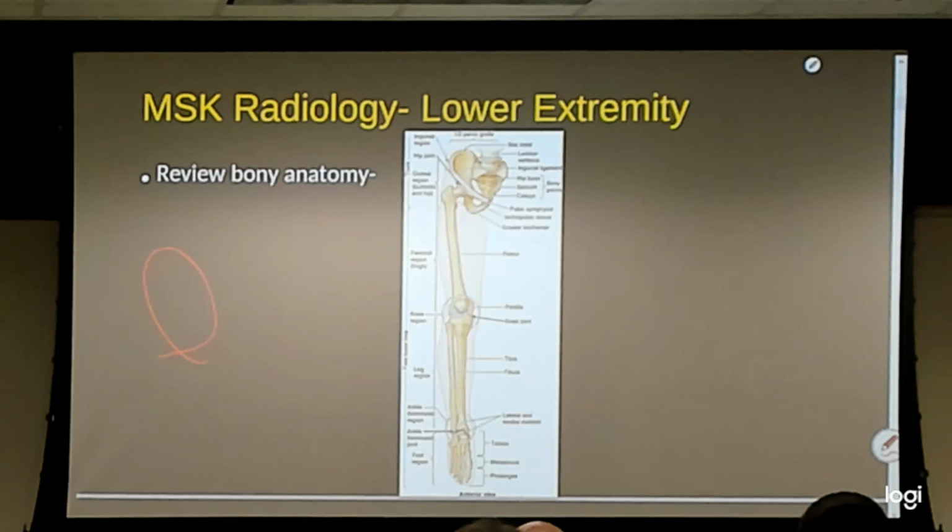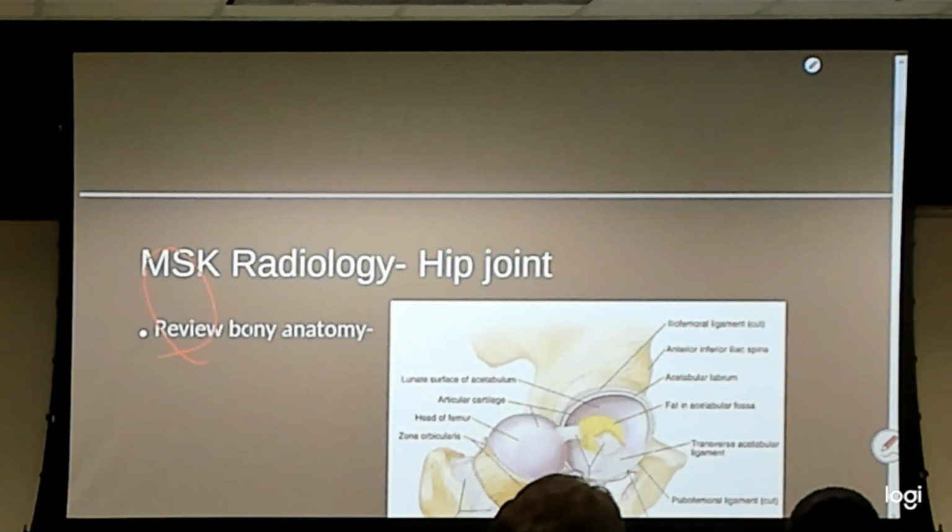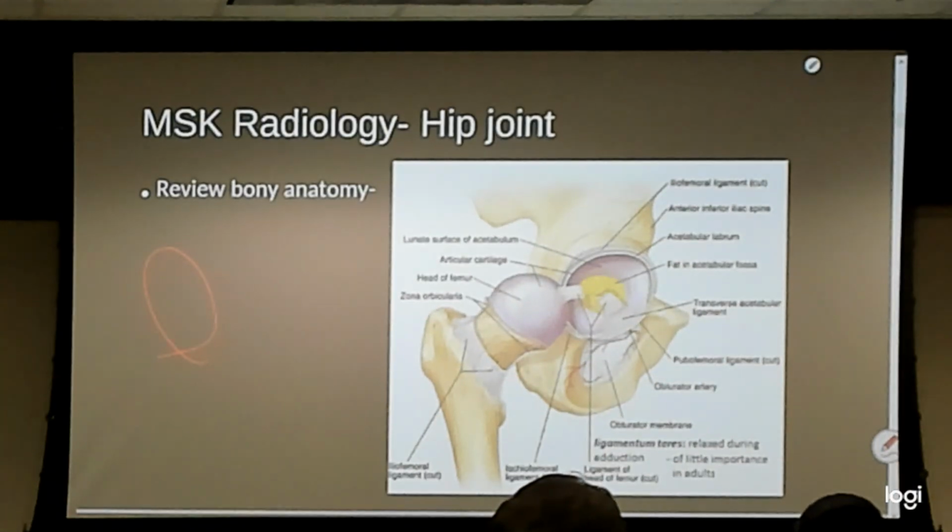Down at the ankle, we have its articulation with the talus. Calcaneus is our heel. The metatarsals going into the phalanges. So let's start zooming in on that hip joint. So within the hip joint, we got that acetabulum and the femoral head.